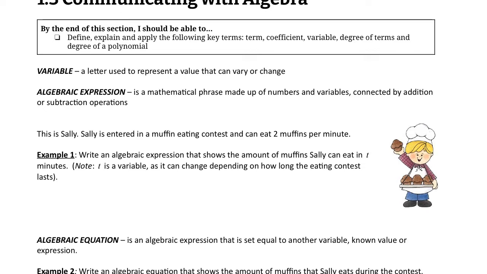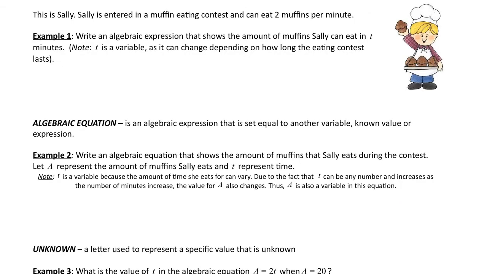If you put together a series of numbers and letters, you can create what's called an algebraic expression, which is a mathematical phrase made up of numbers and variables, which are connected by addition or subtraction operations. So in the next few examples, we're going to take a look at how to put together algebraic expressions and how those differ from algebraic equations.